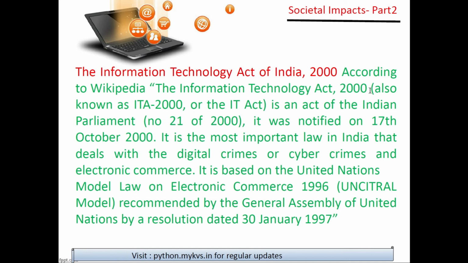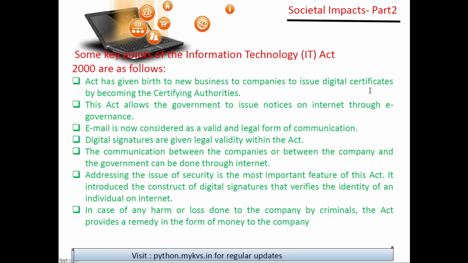So if these kinds of things happen with electronic commerce, where they are not delivering or not giving you the proper things, that is also covered under the IT Act of India, 2000. It is based on the United Nations Model Law on Electronic Commerce 1996, recommended by the General Assembly of the United Nations by a resolution dated 30th January 1997. Fine. So these are the key points of the Information Technology Act 2000, as follows.